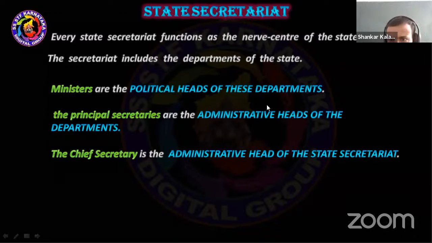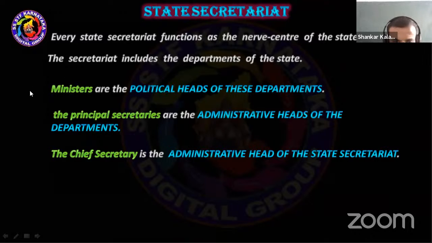For example, the education department is under the control of K. Suresh Kumar. He is the head of that department. And Basavaraj Bommai is the Home Minister, meaning HM. He is the head of that. Like that, ministers are the political heads of all departments. Each department has a head, a minister.